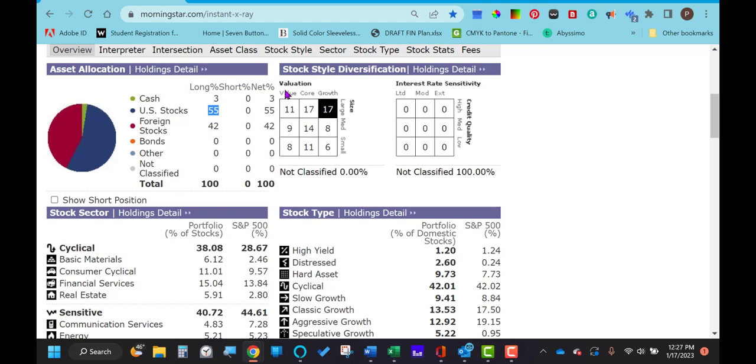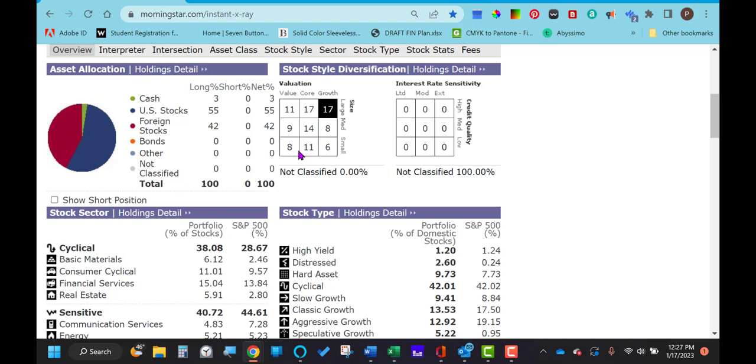This interest rate sensitivity is only related to bonds. Since there are no bonds in this portfolio, it doesn't have any values for this matrix, but it does have values for my valuation matrix. 17% of the 14,000 that was put in the portfolio were large cap growth stocks, 11% large cap value stocks, 8% small cap value stocks, etc.